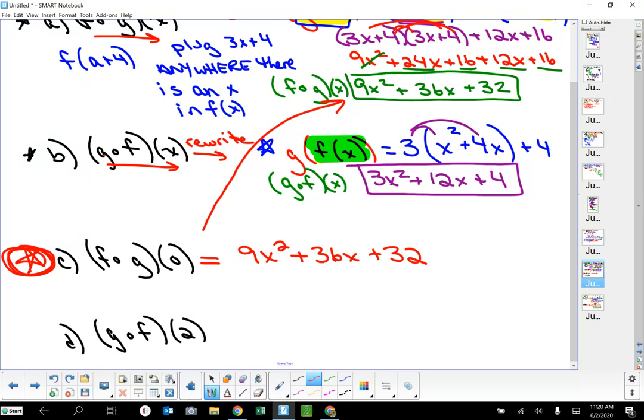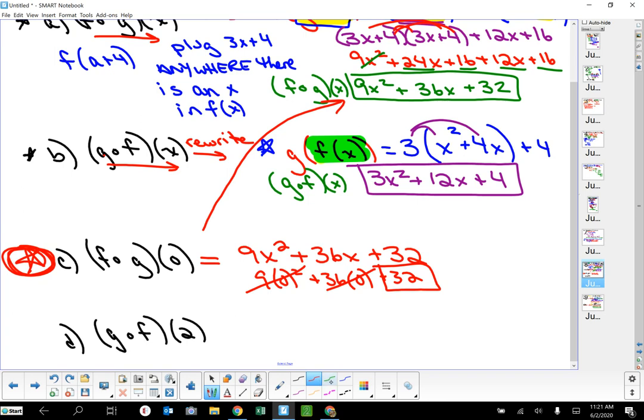So if I plug 0 in, 0 times anything is 0, right? So this first term is going to have a 0. That's going to go to 0. And so these will go to 0, and your answer here is 32. Okay, that was really straightforward.